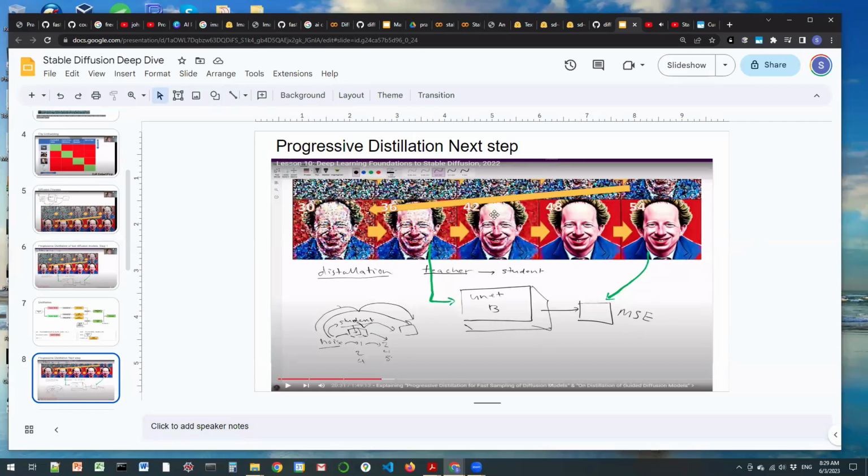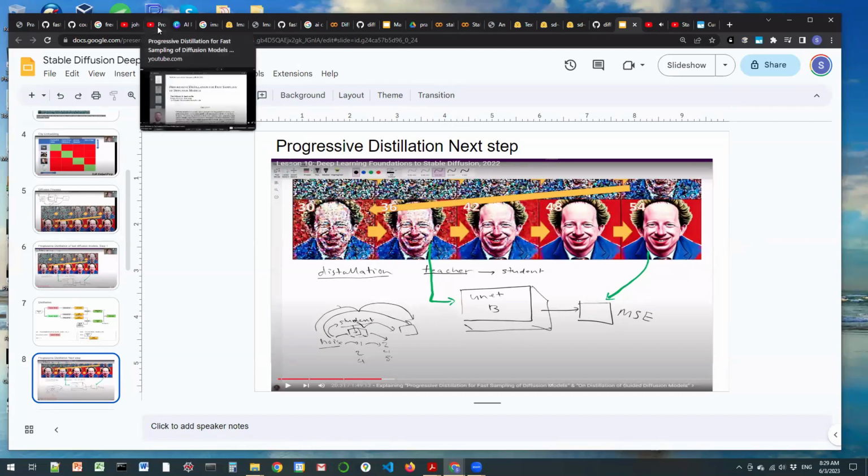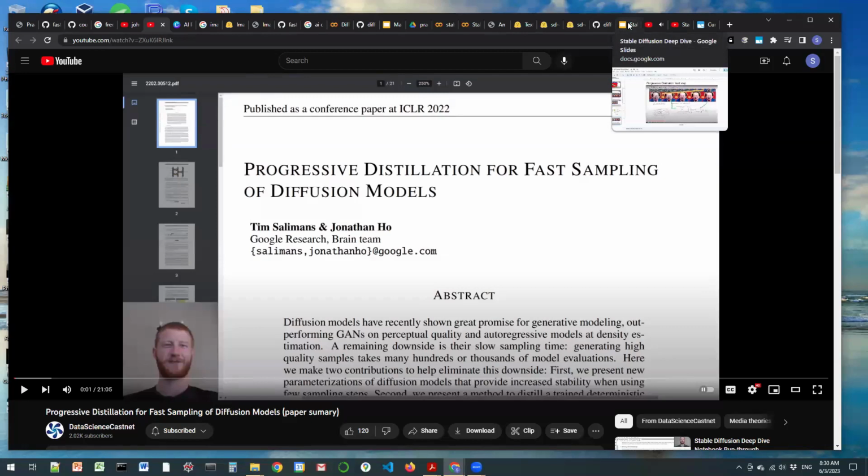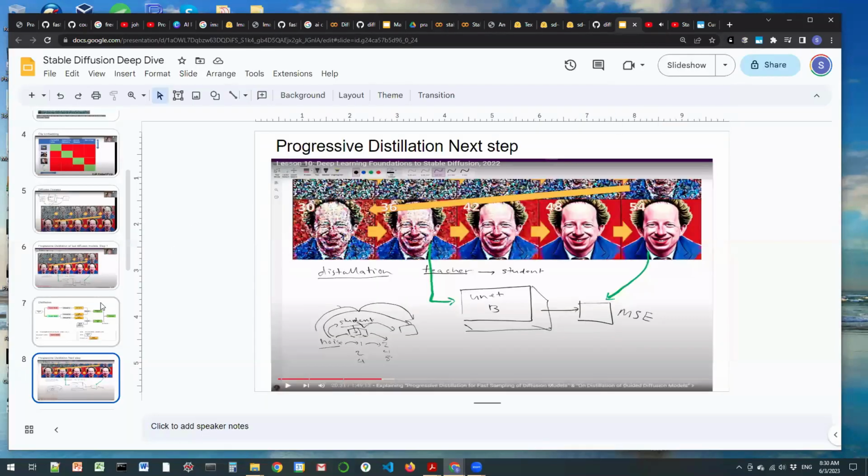Again, as I mentioned, if you want a much more detailed explanation of all the things that are done with progressive distillation, you can refer to the progressive distillation paper walkthrough of diffusion models that John Whitaker, who is the person pictured here, takes you through. So this video, I'll post a link to that. It's available as part of the course information as well that you can go through.